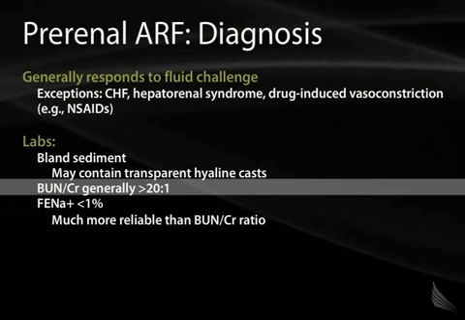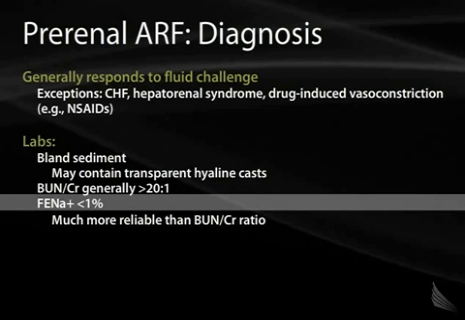A perhaps much more reliable indicator is evaluating the fractional excretion of sodium. In the setting of low effective circulating volume, as we mentioned, the renin-angiotensin-aldosterone system should be activated, and thus there should be increased sodium reabsorption in the collecting duct. Increased sodium reabsorption leads to lower concentrations of sodium in the urine. This can be calculated in the setting of a fractional excretion of sodium, which a value of very low, less than 1%, suggests a prerenal cause of acute renal failure.